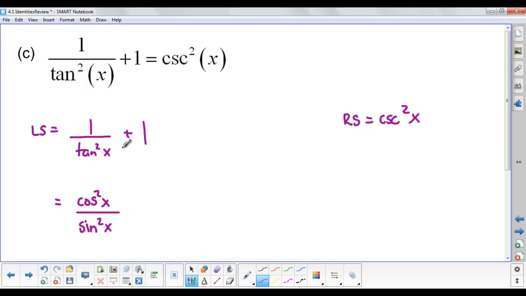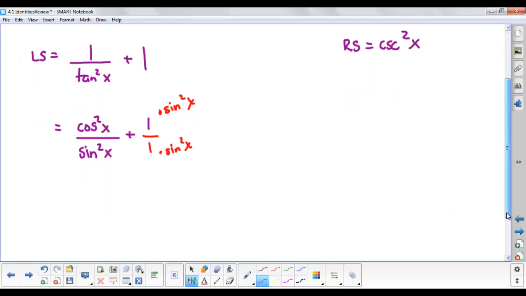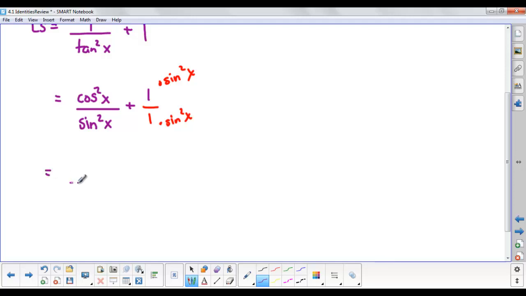What I'm going to do here is, because I have a fraction, I'm going to change this into a fraction with a common denominator. So our denominator would be sine squared. So I would multiply both top and bottom by sine squared x. And that will give us one big fraction. So our common denominator is sine squared x. And then we're left with cos squared x plus, and then 1 times sine squared.